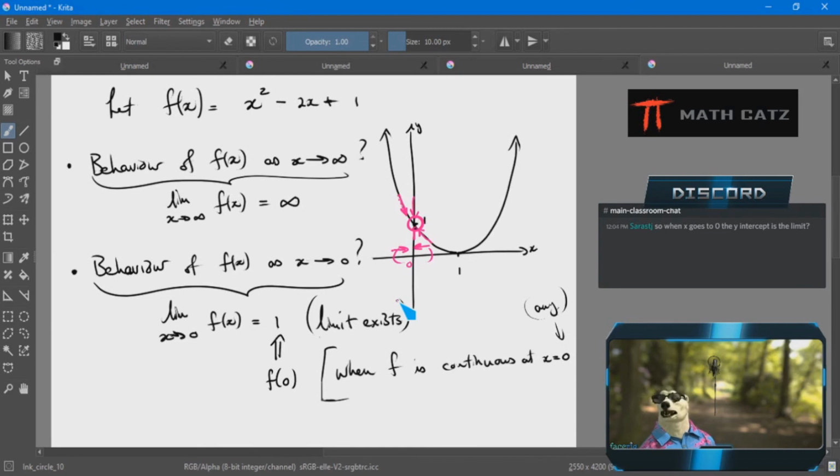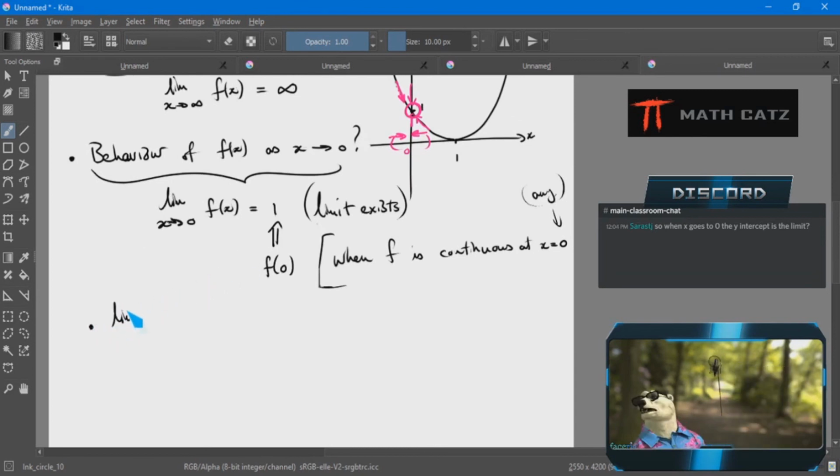For this function and this target x value of 0, the y value is getting closer and closer to what its value is. And in this case, it happens to be the y-intercept because x goes to 0. If x goes to something else, I could do another one.